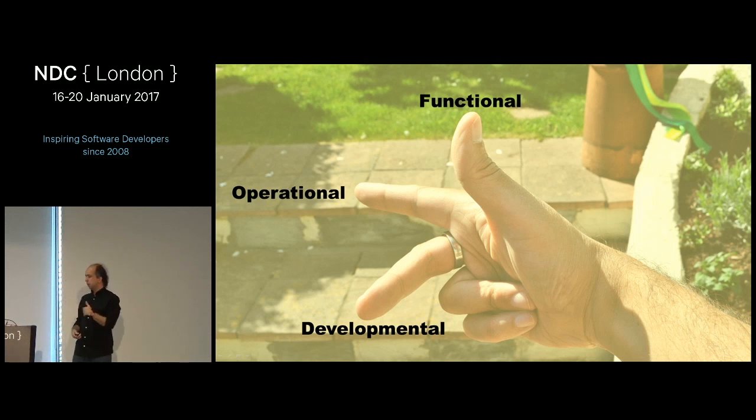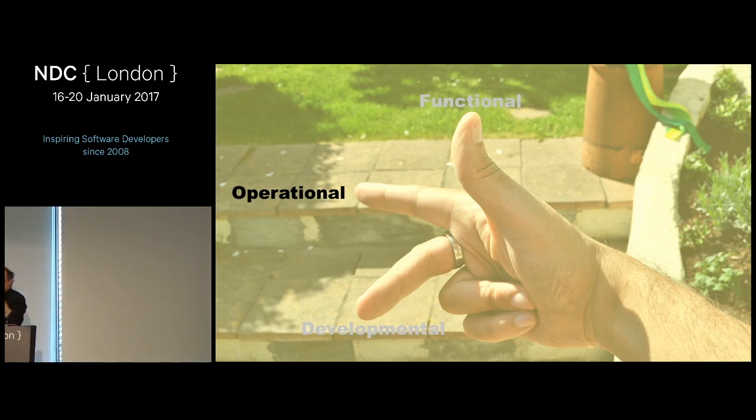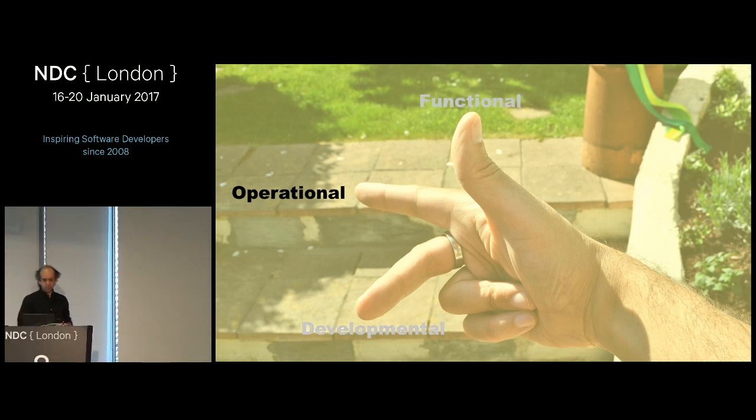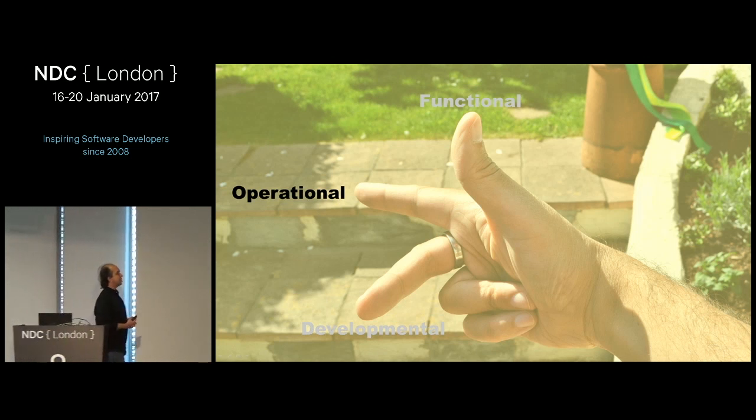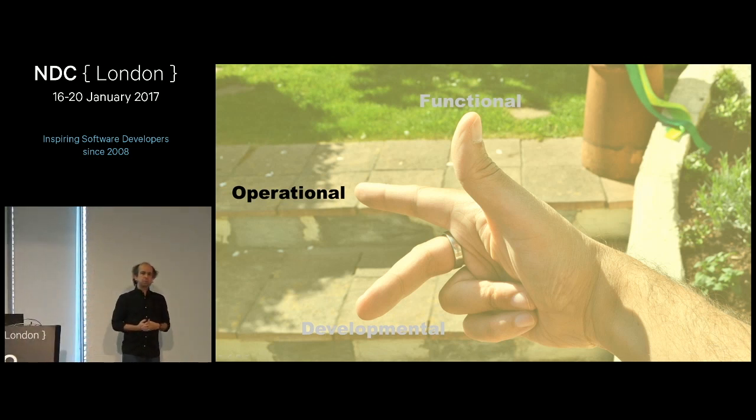So it's a nice, simple model, but I want to start, first of all, with the operational axis, this idea that the qualities of execution are one of the reasons that people are motivated to introduce some form of concurrency into their code.